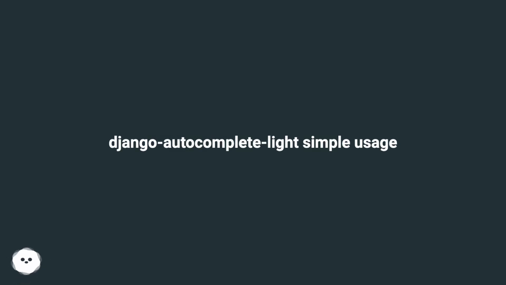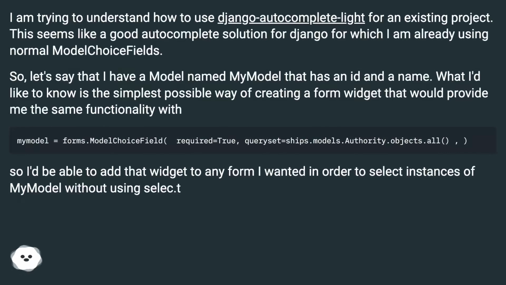Django-Autocomplete-Light simple usage. I am trying to understand how to use Django-Autocomplete-Light for an existing project. This seems like a good autocomplete solution for Django, for which I am already using normal model choice fields.